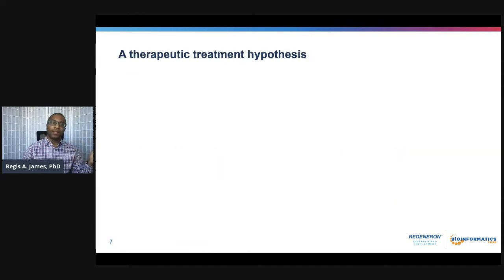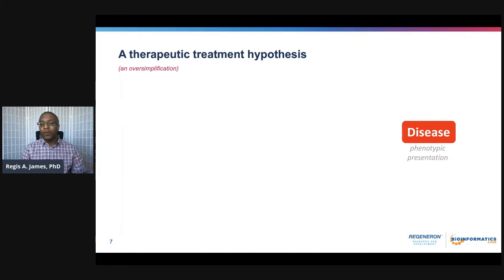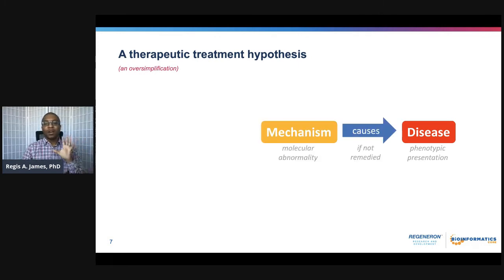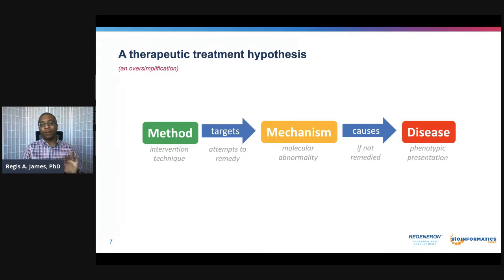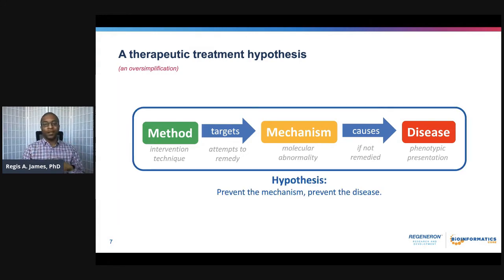Now, I keep mentioning this therapeutic treatment hypothesis, and what exactly do I mean by that? Well, in an oversimplified way, we already are all aware of the notion of a disease or a phenotypic presentation. And then you have this molecular abnormality, which I'll call a mechanism that causes, if not remedied, this disease, this phenotypic presentation. But if a pharmaceutical company can come up with an intervention technique, a method that can target and in doing so attempt to remedy the mechanism, then it can prevent the disease. So the hypothesis is that if you prevent the mechanism using this method, then you can prevent the disease.